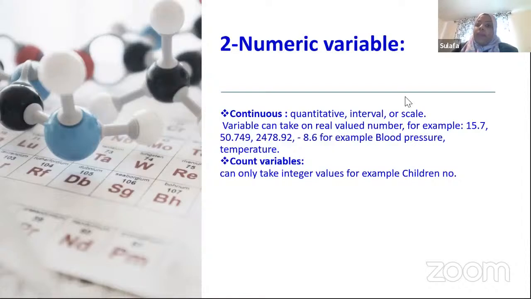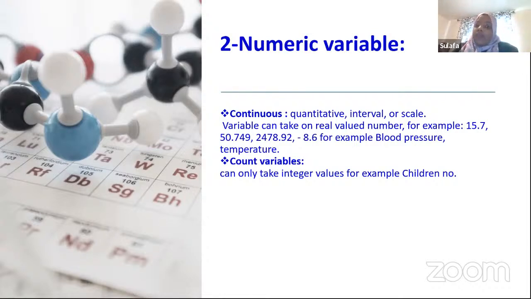The continuous variable has synonyms. We can say it is quantitative, interval, or scale. The variable can take on any real number value, for example 15.7, 50.749, 2,478.92, or negative 8.6. So it has values we put in our variable. This is an example of how we label blood pressure, temperature, and all continuous variables.